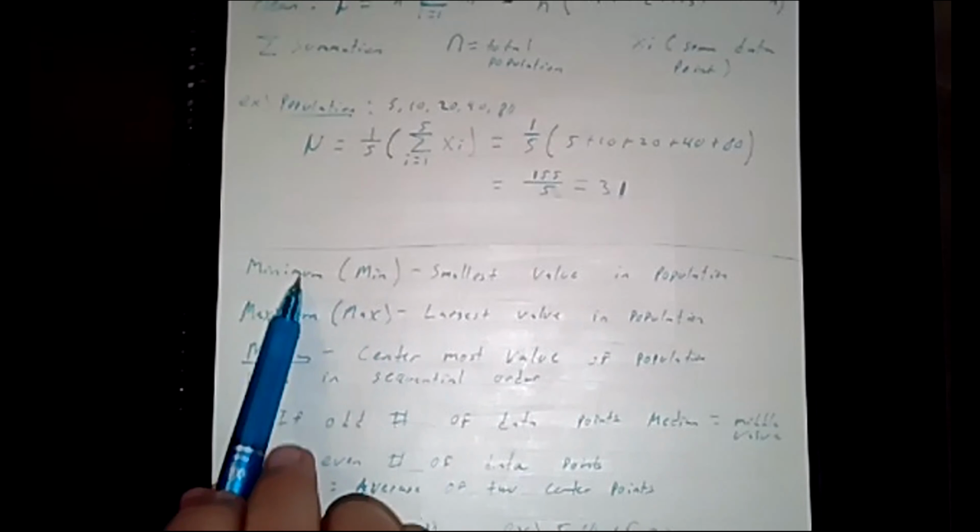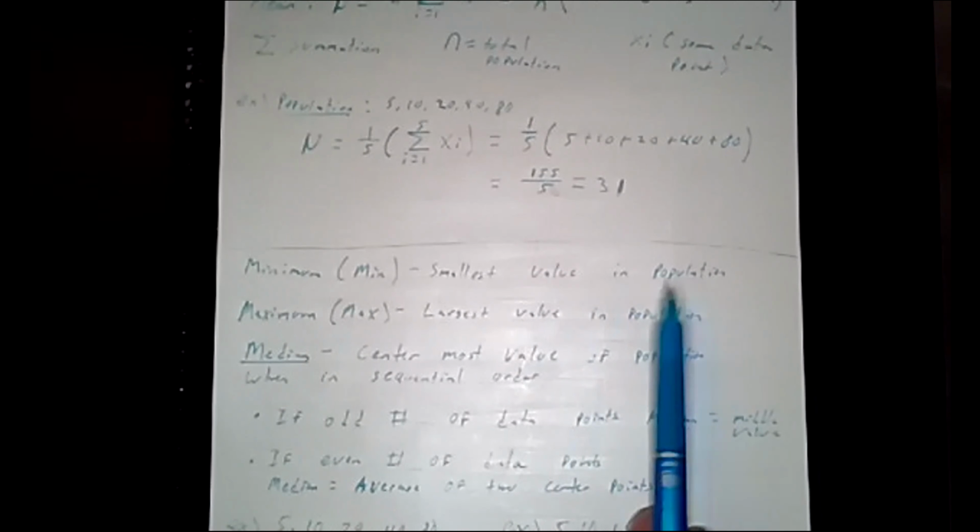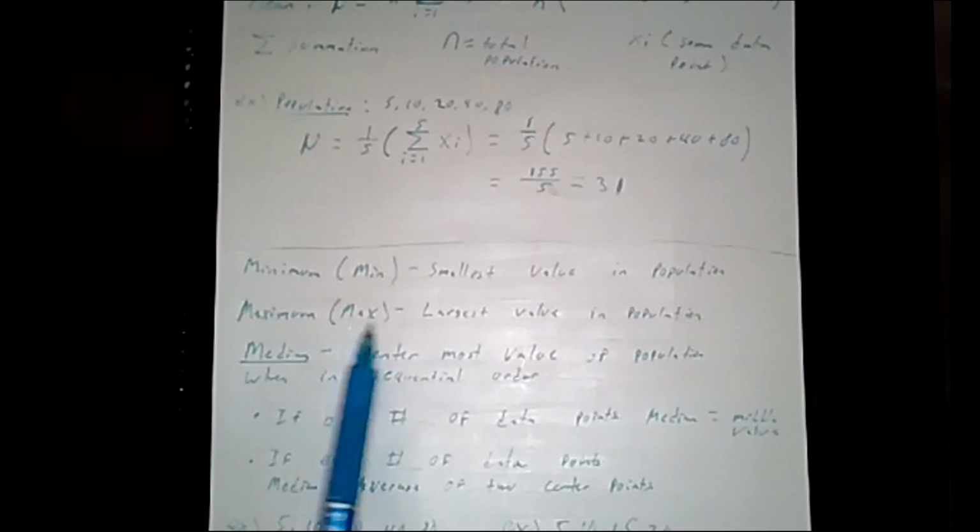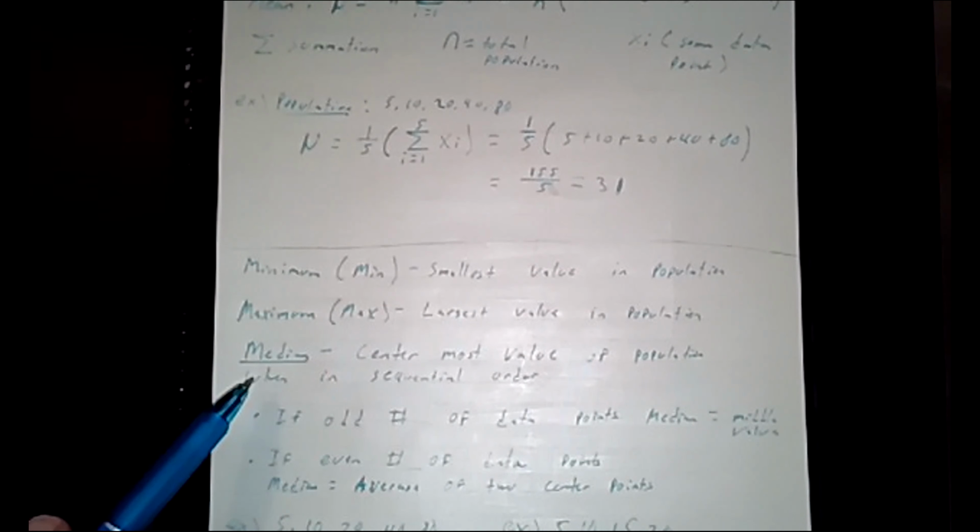In stat books or in commands in Excel, if they say min of a list, that'll be the smallest value in the population or in the collection of data points. Maximum will be max, of course, the largest value in the population. Median is a little bit different. This one I'm going to show you how to find because it's not as obvious.